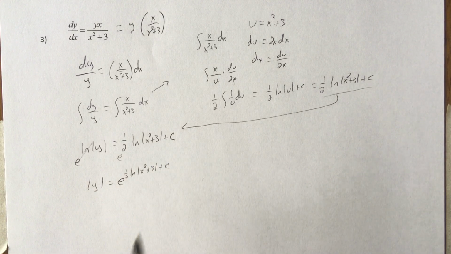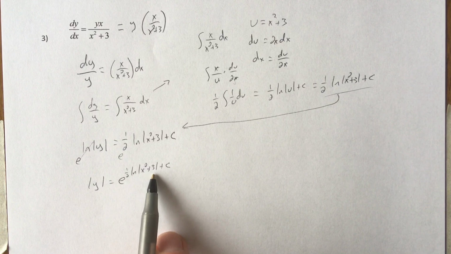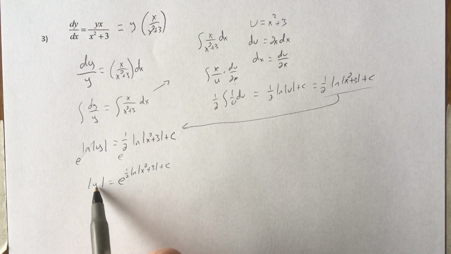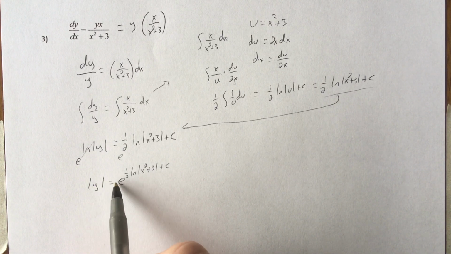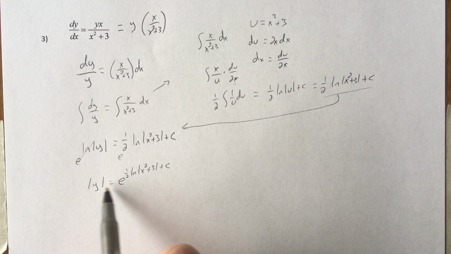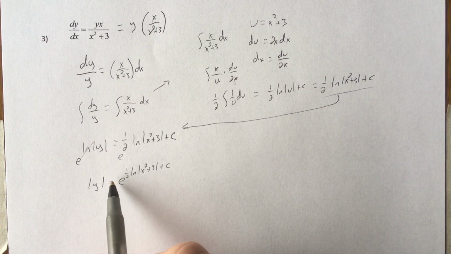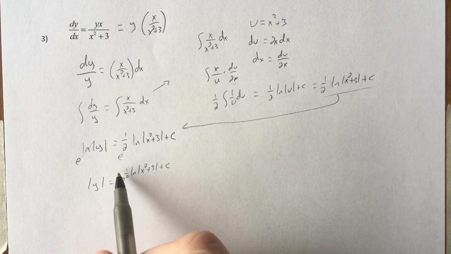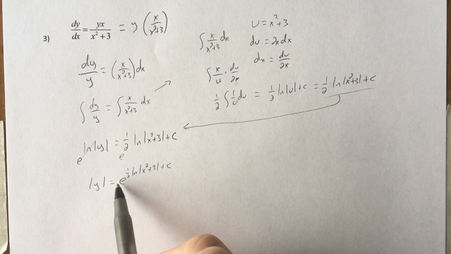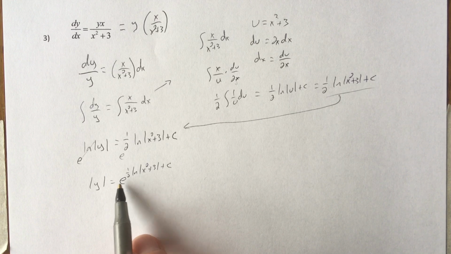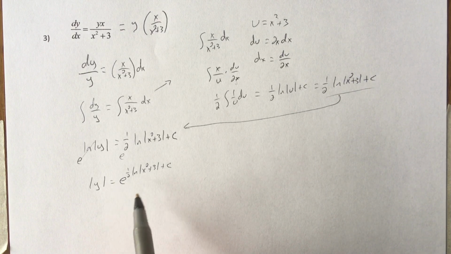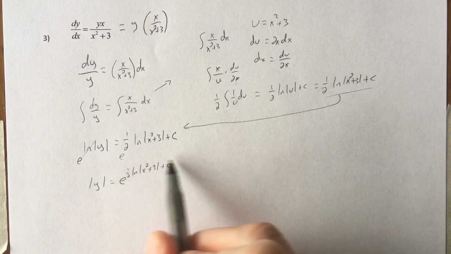Now this is technically correct, and if you were to just go ahead and get rid of this absolute value by putting a plus or minus in front of it, because technically the absolute value could be the positive or negative version of this, you would technically be correct, but we want to go a little bit better than that. We want to try to see if we can make this look a little nicer.